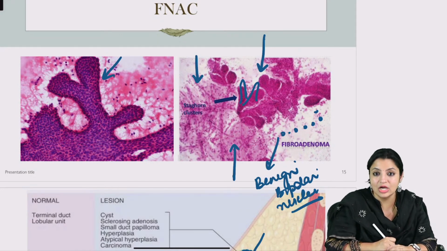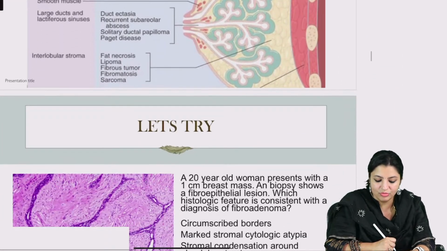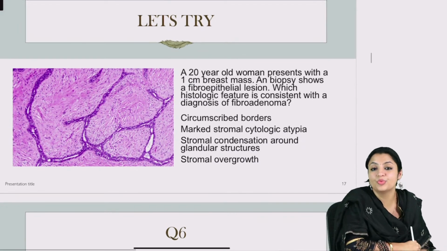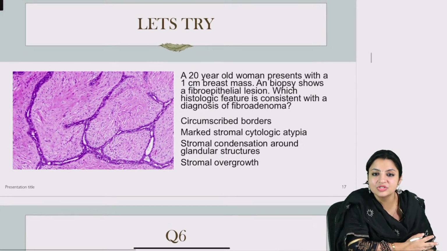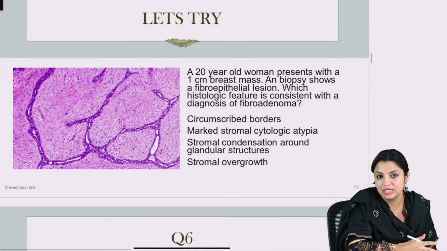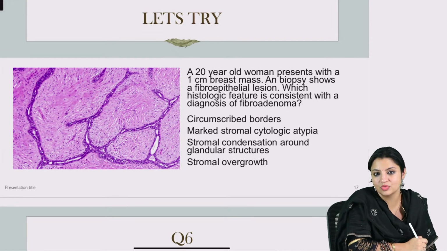Now let's see how many of you can answer this question. If you have understood it, you will be able to answer. This is a 20-year-old female who presents with a 1 centimeter breast lump. The biopsy shows a fibroepithelial lesion. Which histological feature is consistent with the diagnosis of fibroadenoma of the breast?